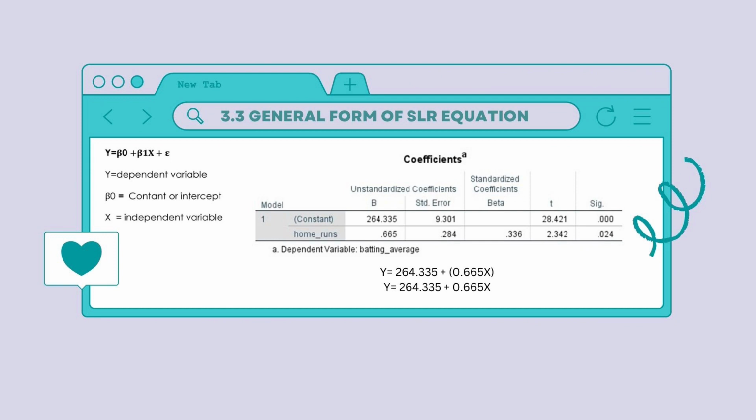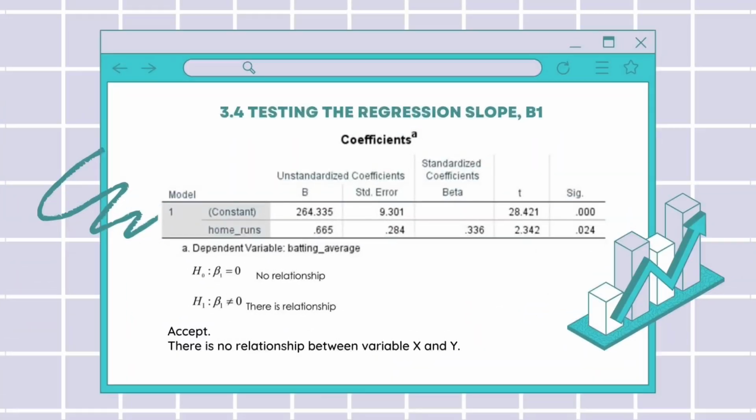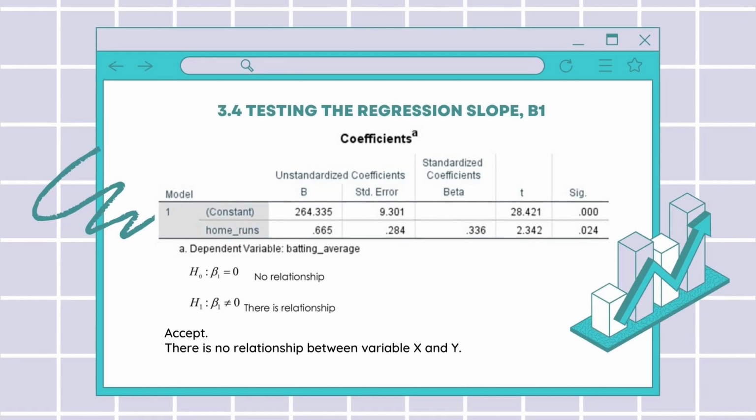The next part is 3.3, which is the general form of the SLR equation. The formula used is y = b0 + b1x + e. Y is the dependent variable, b0 is a constant or intercept, and x is the independent variable. The following example is y obtained for the predictor of home runs, with a value of y = 264.335 + 0.665x. For 3.4, which is testing the regression slope b1, the result is there is no relationship between the variables x and y.